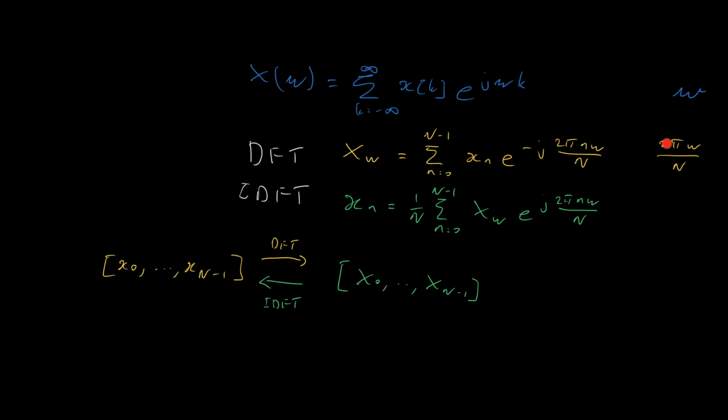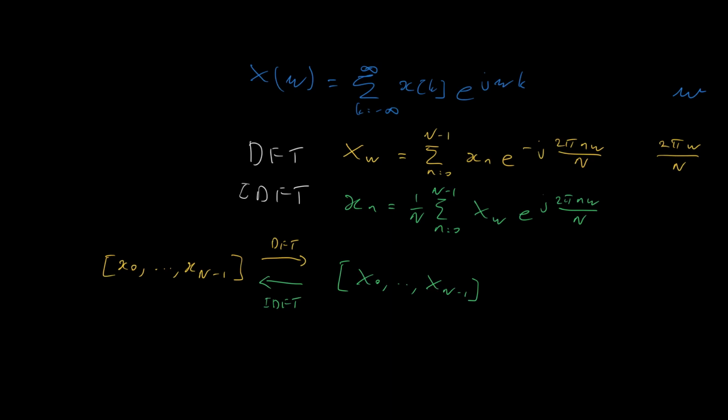Here 2 pi is just converting between angular frequency and ordinary frequency. Both x of w and x of n are periodic with period capital N. This is because we have sampled in both the time and the frequency domain. More will be said about sampling presently, but remember, when we sample in one domain, we create a periodic structure in the other domain. Since we've sampled in both time and frequency, both time and frequency are therefore periodic.